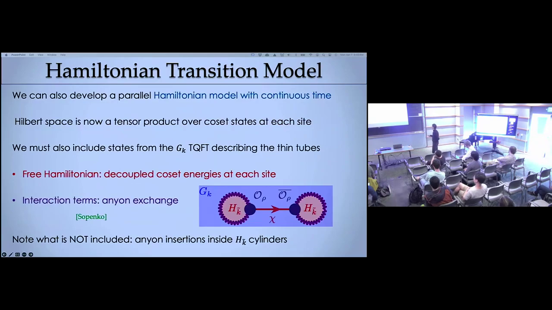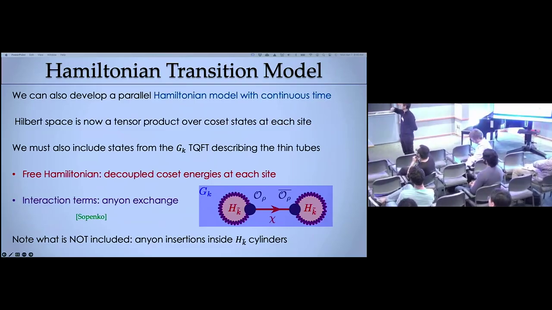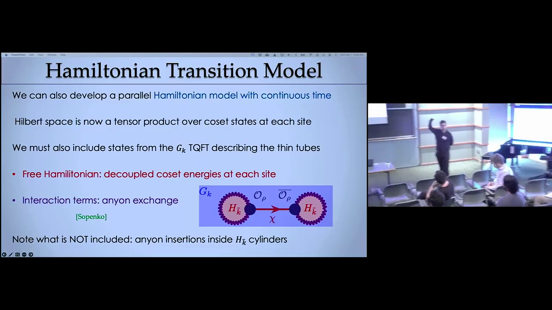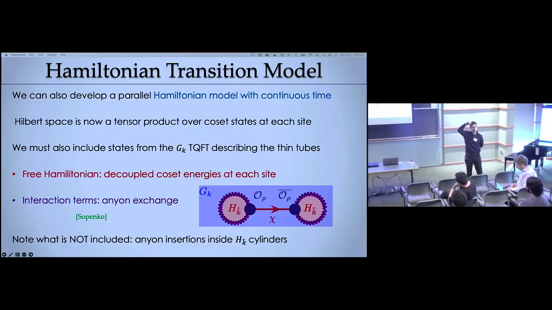So I'm trying to understand. When I quantize on the circle, if I do it in the Hamiltonian framework, I'm including all the states, not just the zero modes. I'm including the whole tower of coset modes. Okay, but then it's not really local field theory at, let's say, the lattice scale. Each of these has a lot of states. It's not a finite Hilbert space. Okay.